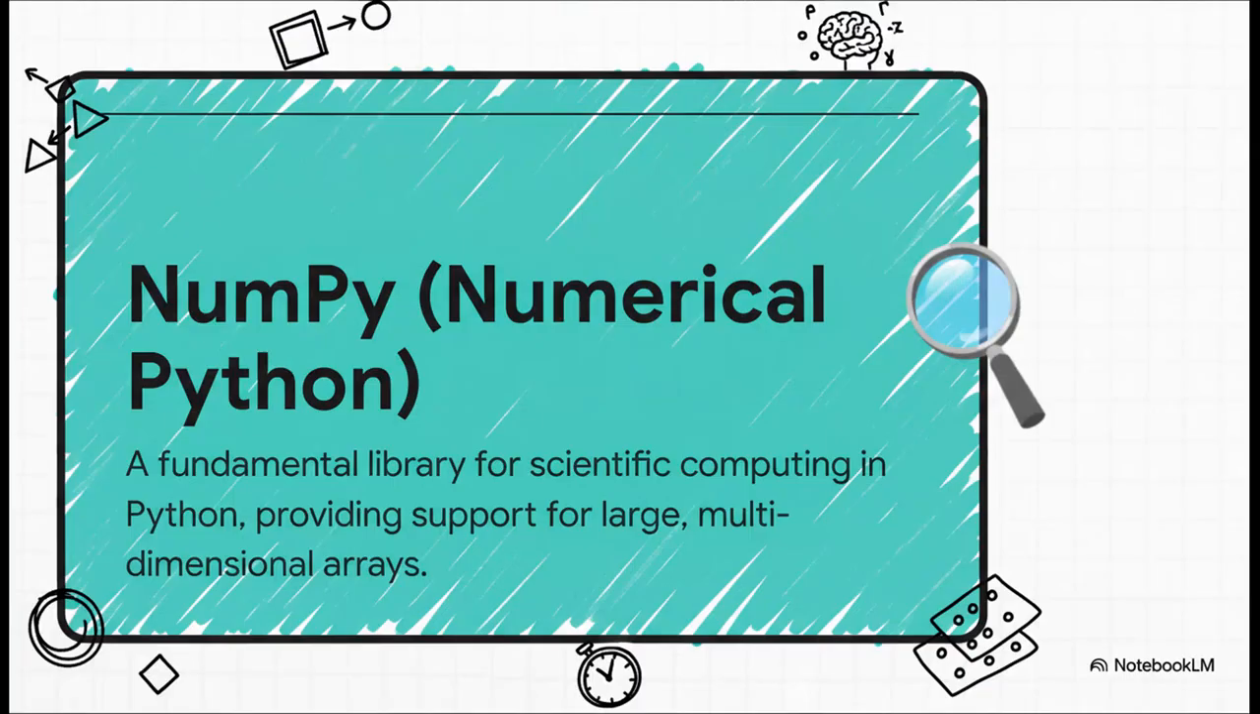Okay, so what is NumPy really? Well, the name kind of gives it away. It stands for Numerical Python, and it's pretty much the fundamental library for doing anything scientific or numerical. Its whole job is to give you these super efficient tools for working with big, multi-dimensional arrays and matrices. Honestly, it's the bedrock of data science in Python.